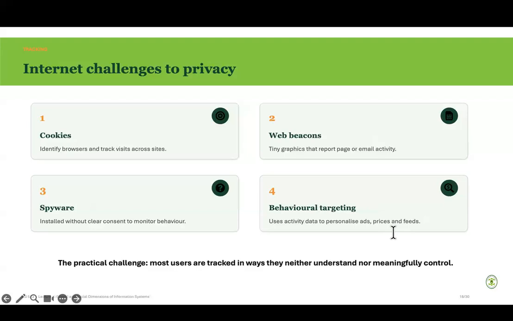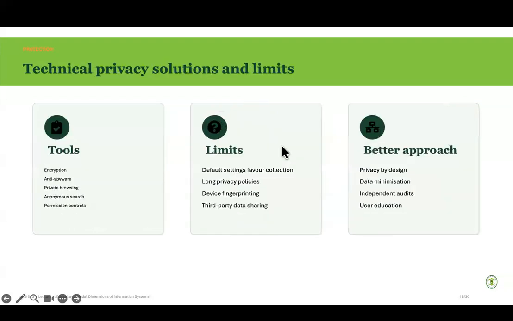Now, the ethical challenge is to give people meaningful control rather than the appearance of control. So you go there, whether you click on it. If you click on accept, you proceed. If you don't click on accept, you are not able to proceed.